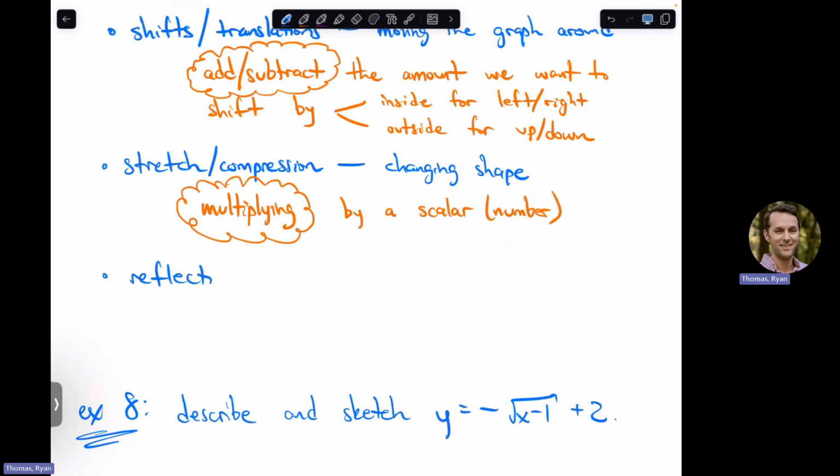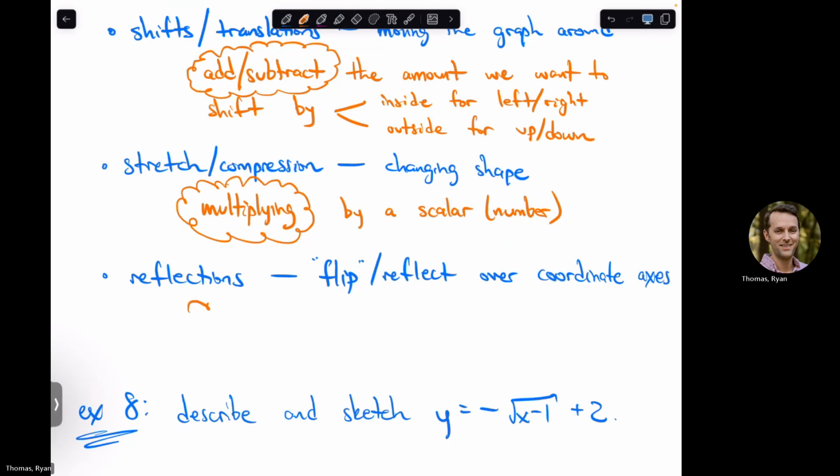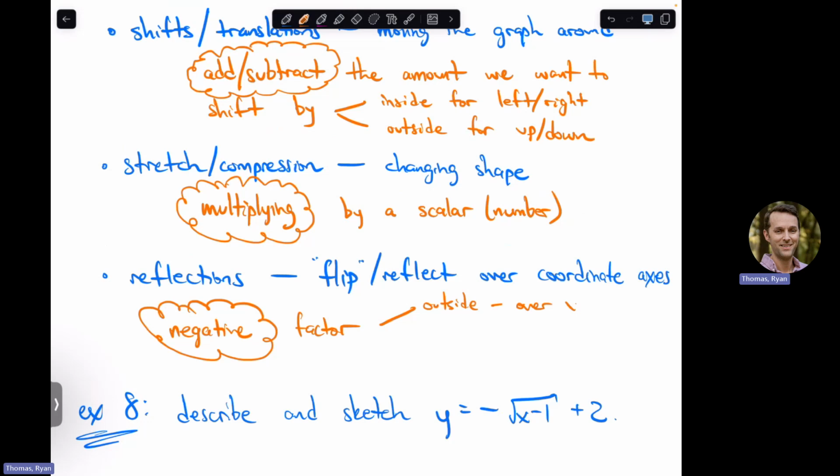Reflections. They flip or reflect or mirror over one of the coordinate axes. A negative sign or a negative factor does that. Outside would flip the thing upside down, so over the x-axis. Inside would flip it left or right, or over the y-axis.